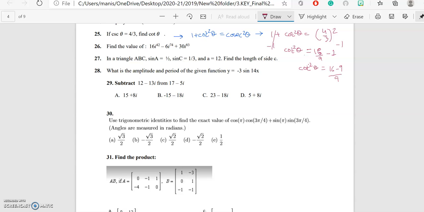You can use a calculator for this. So cotangent square theta is what? 7 over 9, and then you take the radical on both sides. So the value of cotangent theta will be what? Radical 7 over 3, because radical 9 is what? 3. So that's the answer for question number 25. I did this for you. Okay, let's keep going. I will not do 27 and 28, but you have to do them on your own.